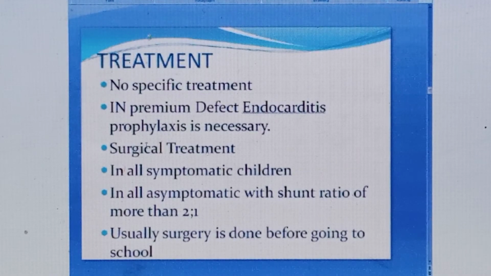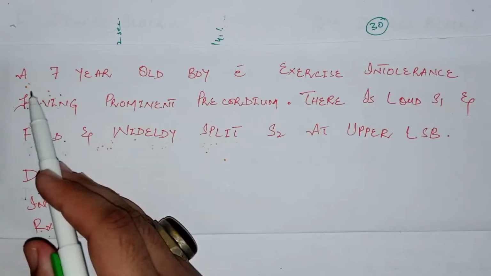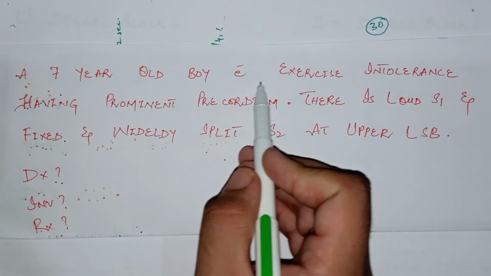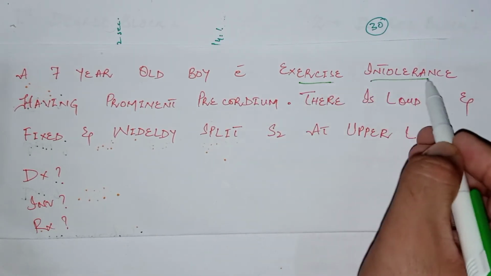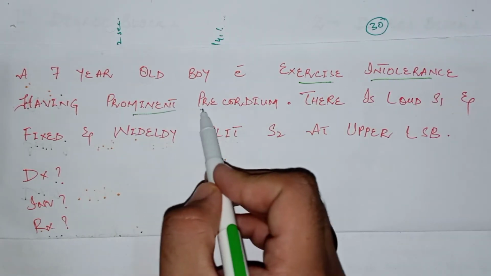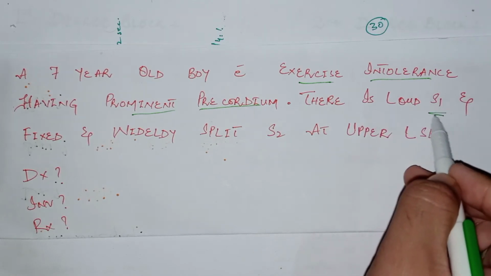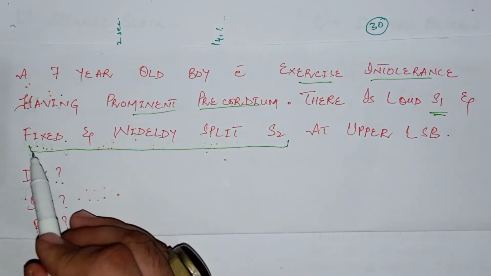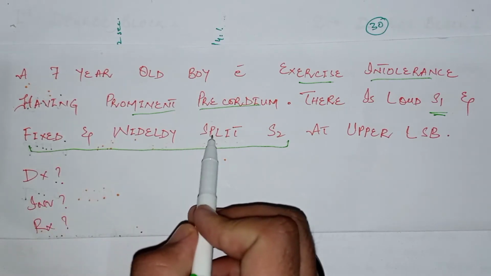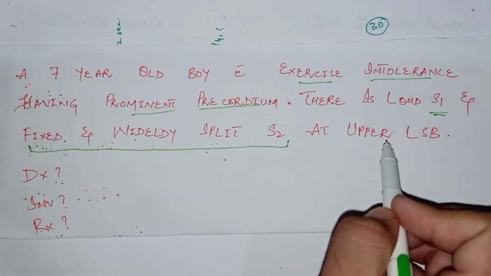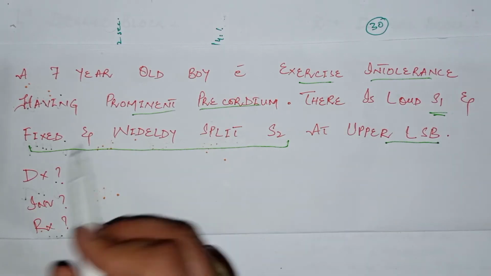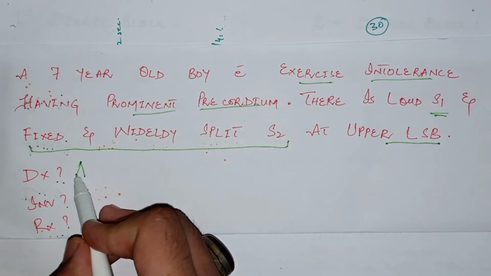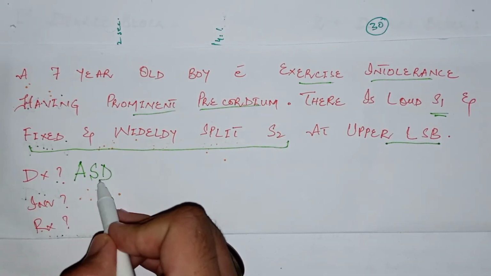Let's end this lecture with this scenario. A 7-year-old boy presents with exercise intolerance, having a prominent precordium. There is a loud S1 and a fixed and widely split S2. This feature is very important: a fixed, widely split S2 sound at the upper left sternal border. So what is the diagnosis in this case? This patient has atrial septal defect.